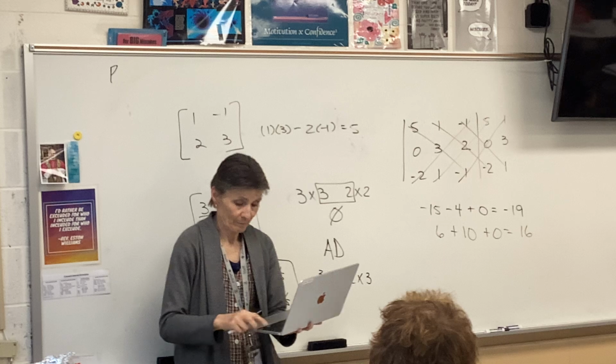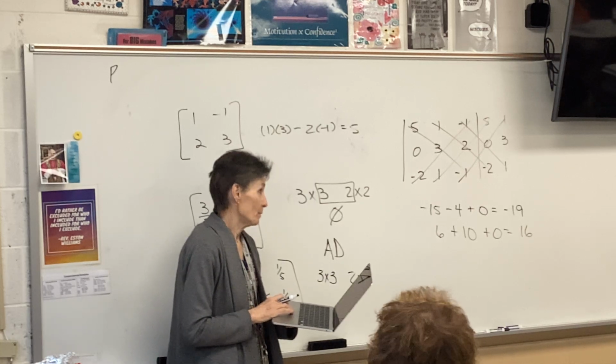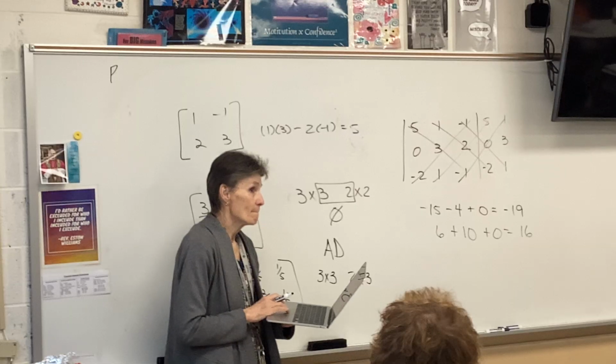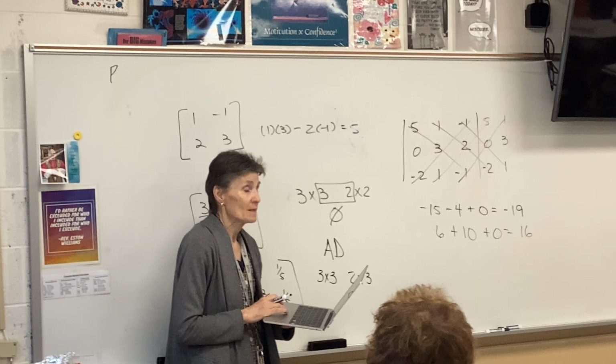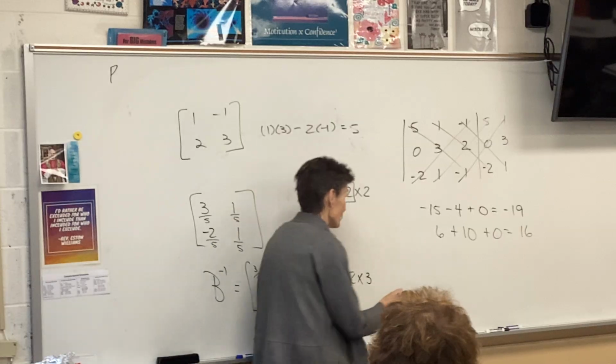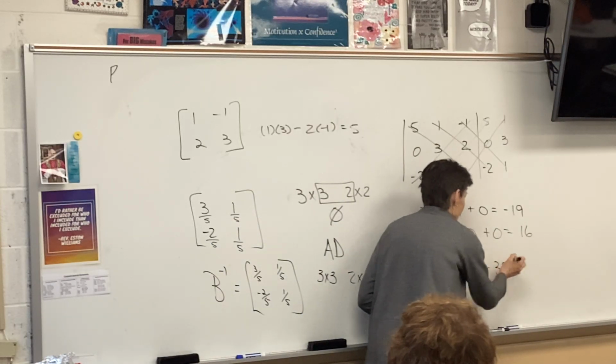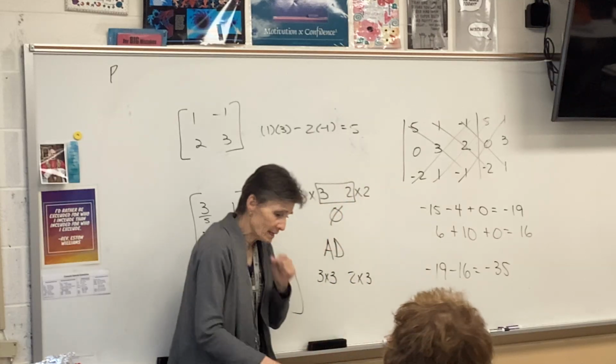Then what do we do with those 2 numbers? We don't add them. Subtract them. That's a subtraction. So your answer is going to be negative 19 minus 16. So the answer is negative 35.